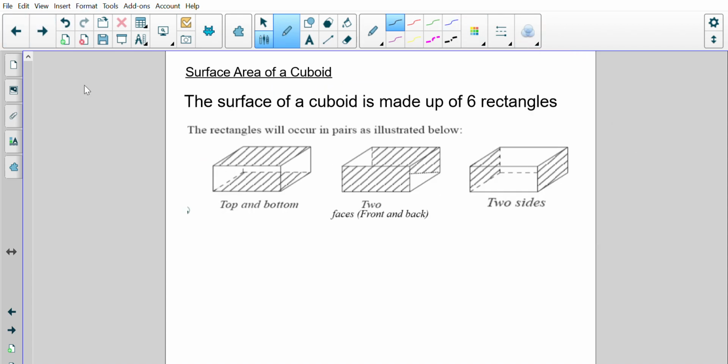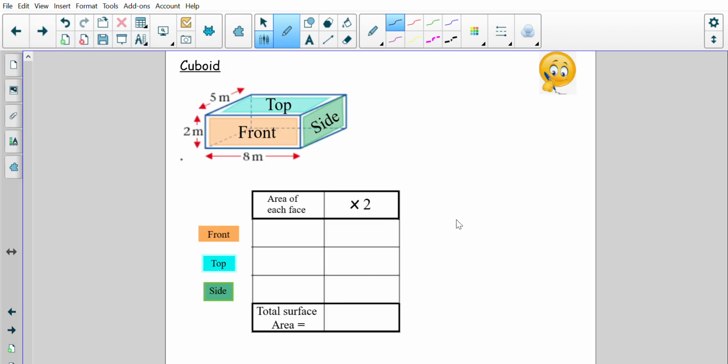So let's think about a cuboid now. If you want to, you could find something in your house that is the shape of a cuboid and actually have a look at it. You'll find that a cuboid is made up of 6 faces, which are all rectangles, and opposite faces are the same size. So the top and bottom face will be the same size rectangle, the front and back face will be the same size rectangle, and the two sides will be the same size rectangle. So let's just go through how we find the area and add them up.